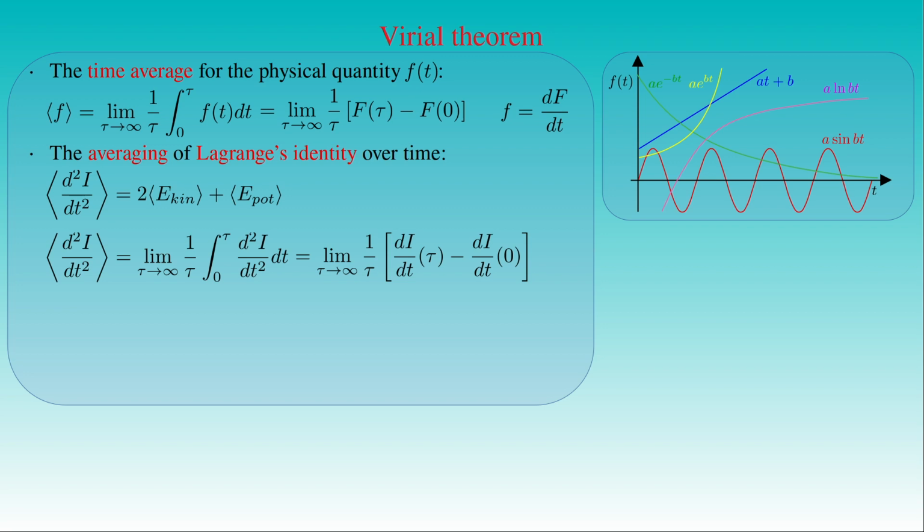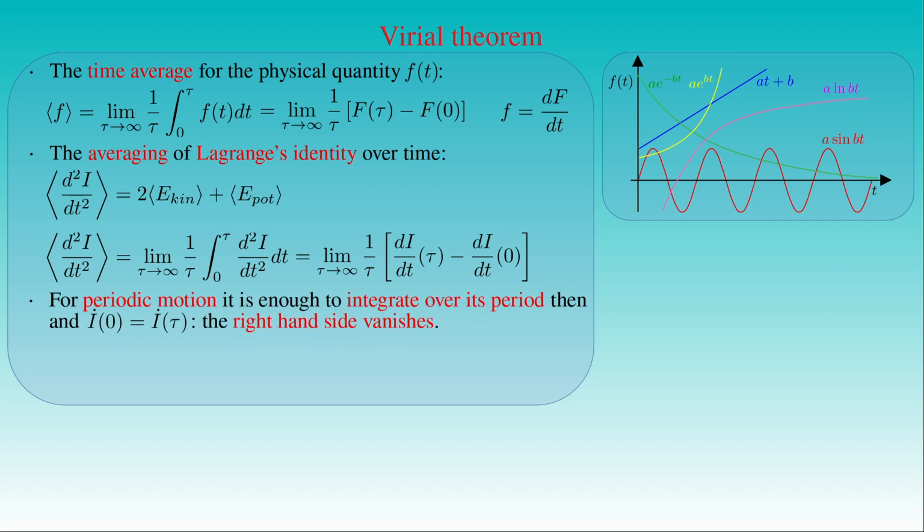For a system of point masses performing a periodic motion, it is enough to integrate the acceleration of the moment of inertia over the period of the motion of its particles. Then we obtain the same values for the derivative of I at the beginning and the end of the period, and their difference vanishes.